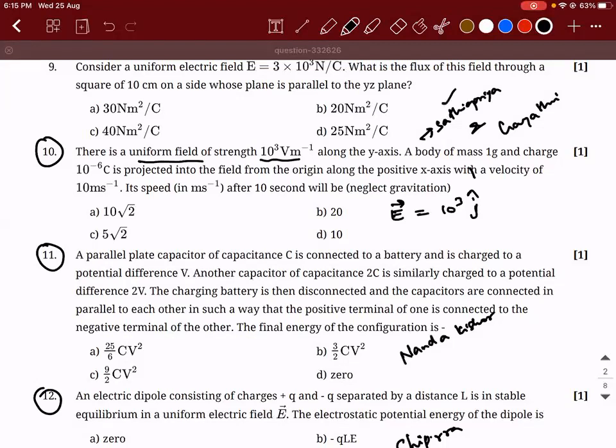Satyapriya, answer this. If the electric field is like this and the particle is projected with a velocity v perpendicular to the electric field, what is the path taken by the particle? This I've told many times.